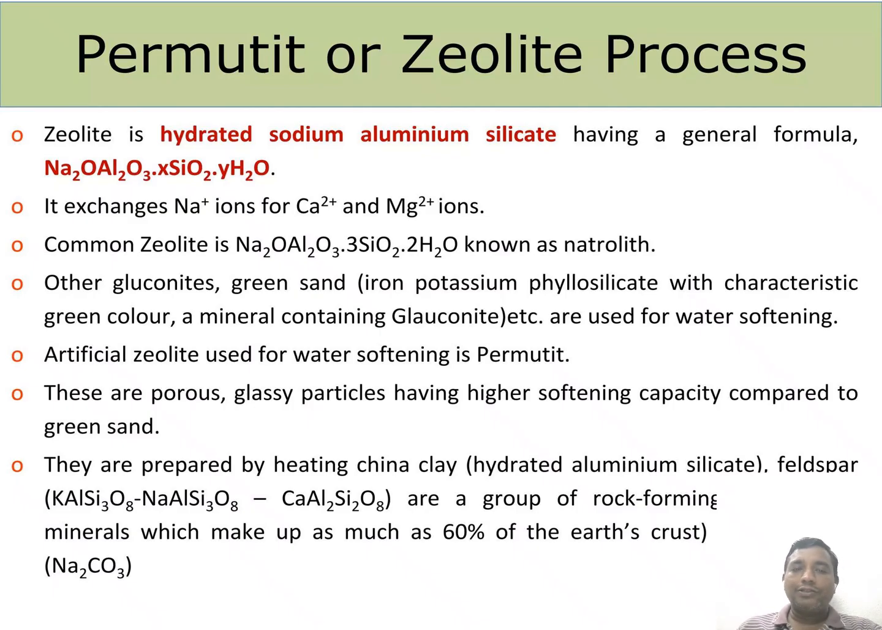The artificial zeolite used for water softening is permutit. These are porous glassy particles having a higher softening capacity compared to green sand. They are prepared by heating china clay, that is hydrated aluminum silicate, feldspar, or a group of rock forming minerals which make up 60% of the earth's crust, with Na2CO3.